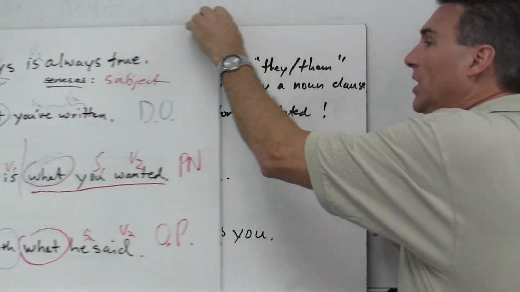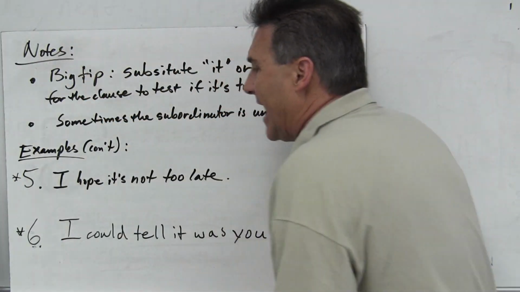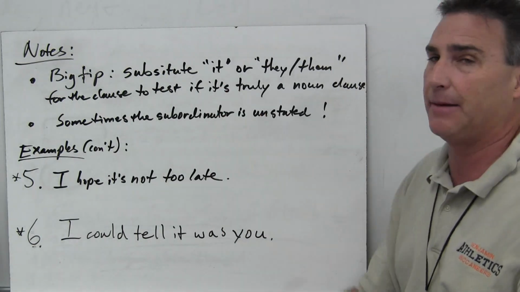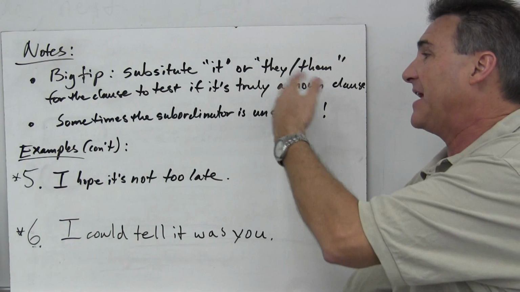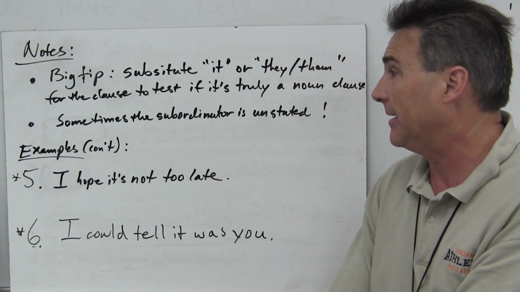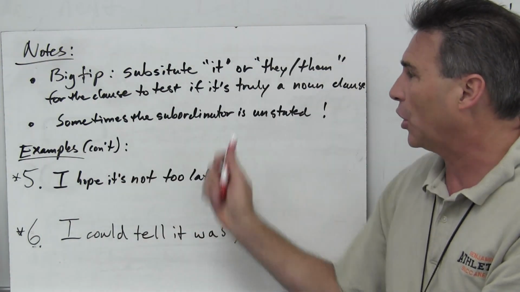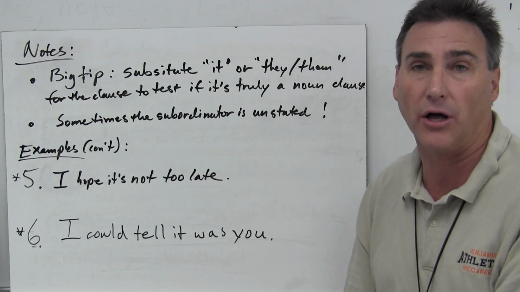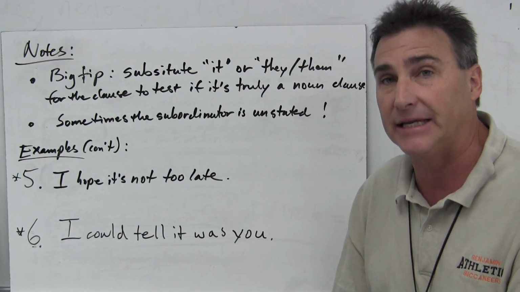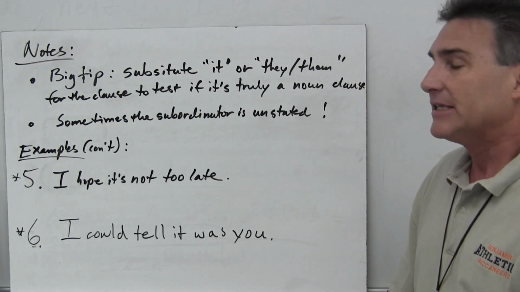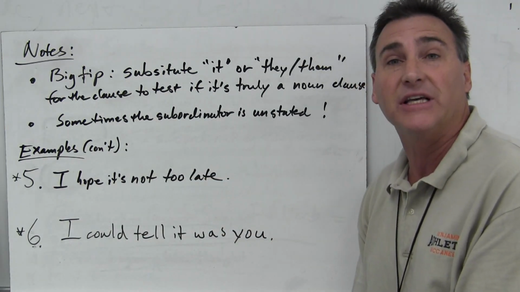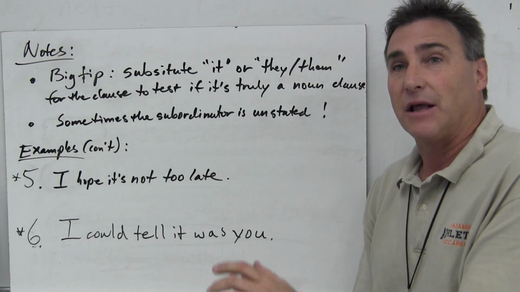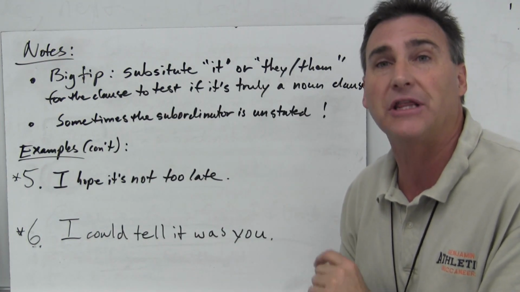Quickly before we go, let's talk about some hints, notes, and some unusual sentences. Big tip we've used all along here so far today is substitute it or they, them, occasionally he, him, she, her, for the clause to test to see if it's truly a noun clause. If it can be replaced by that, it indeed is a noun clause. Second point, and I'll show that in the examples here, sometimes the subordinator is unstated. It appears not to be there, but in truth it's actually there but not stated.